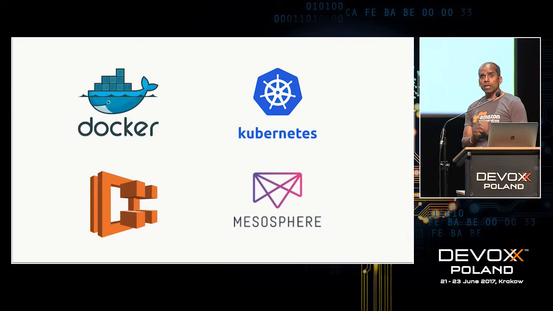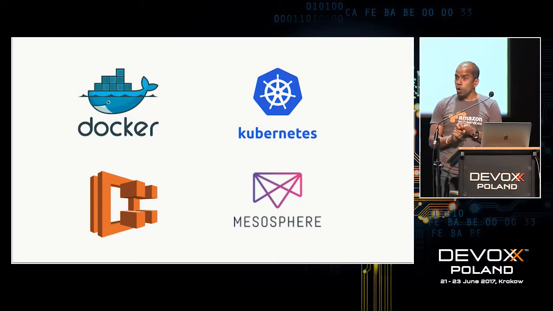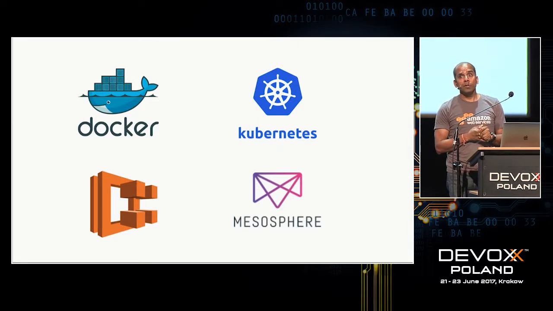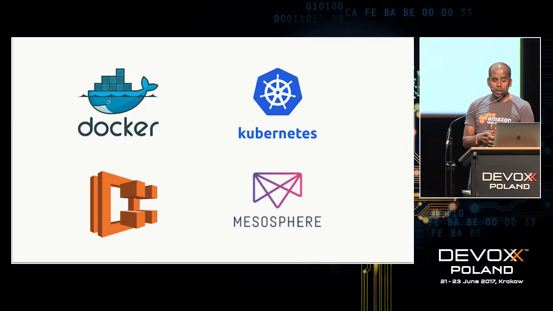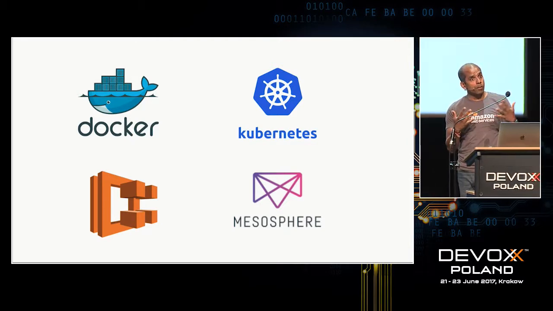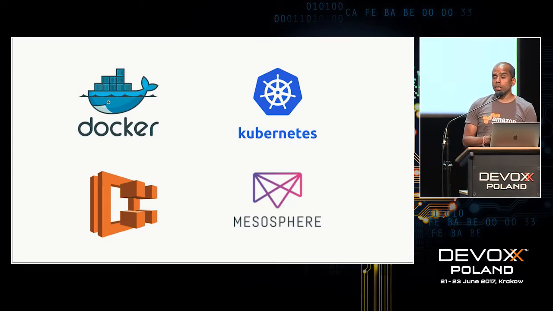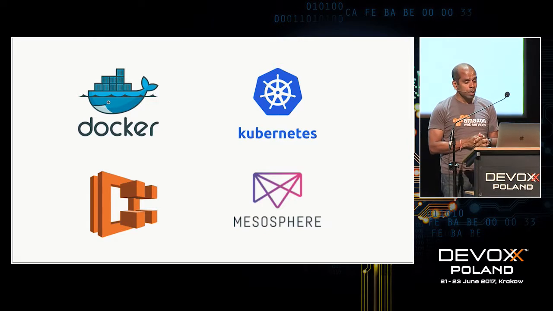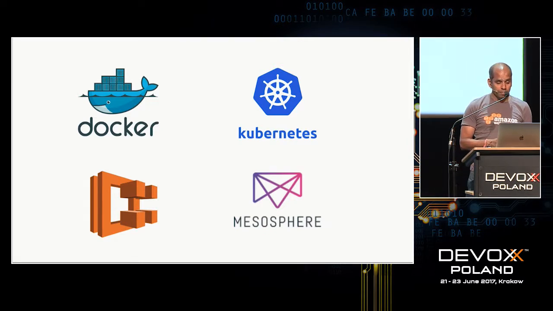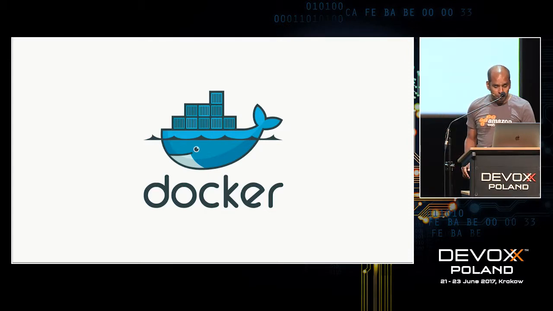So what I'm going to do today is, in the next, say, about 45 minutes or so, give you a quick overview of four container orchestration frameworks. We'll look at Docker Swarm, or the Docker engine itself, which gives you an orchestration framework. We'll look at Kubernetes, which is an open source framework originally created by Google and then donated to CNCF. Then we'll look at Amazon ECS, which is EC2 Container Service. And then we'll also look at Mesosphere. So let's get started first with Docker.